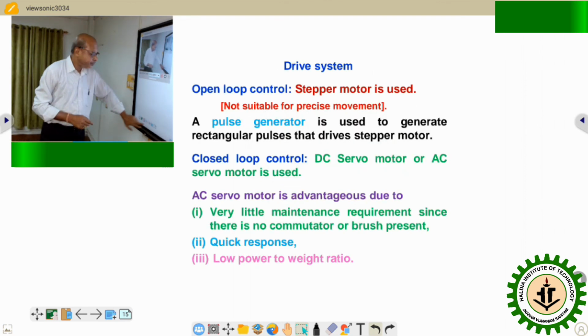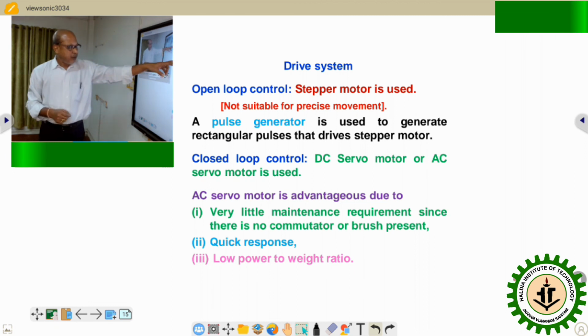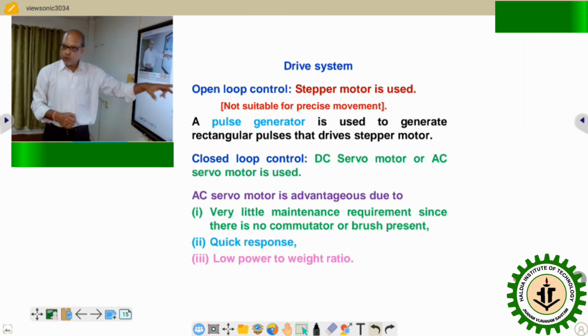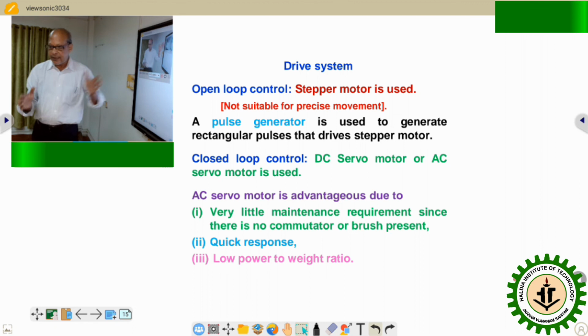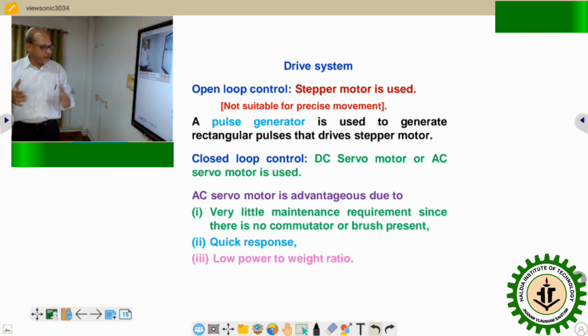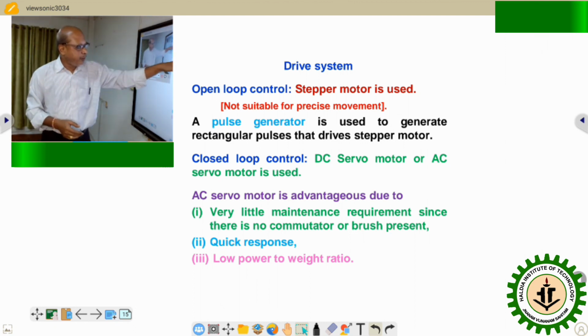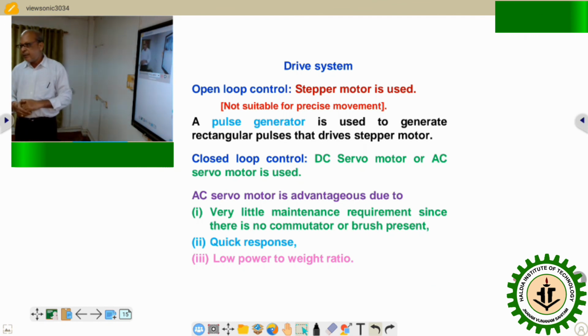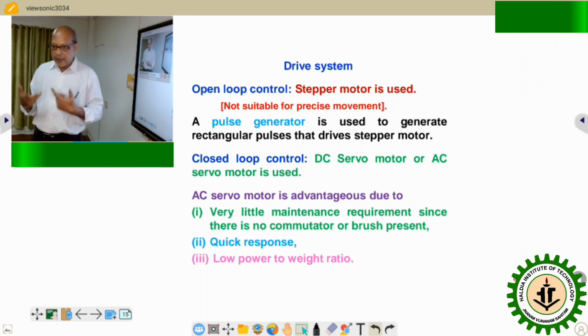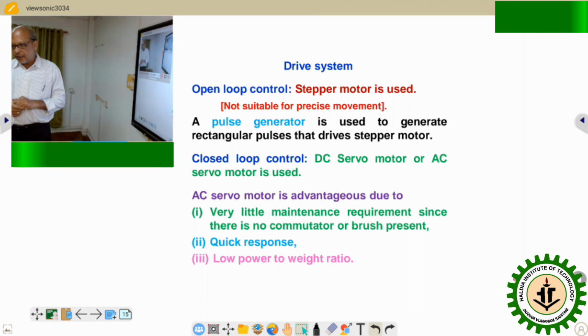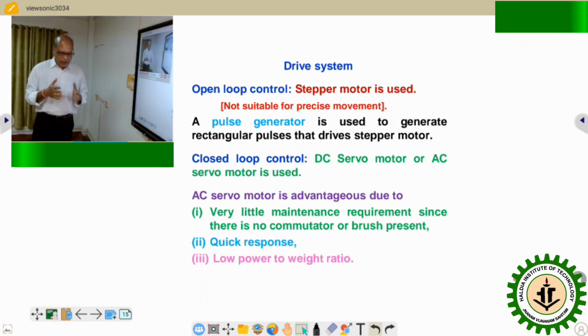Coming to the next point, that is the drive system, open loop control and closed loop control. In the second lecture, we had discussed in detail about the open loop, closed loop. Just a few highlights. In the open loop control system, a stepper motor is used and it is not suitable for precise movement, because when it encounters heavy load, there may be a possibility of losing the steps. That is why for all commercial purposes, stepper motors are not used or not recommended.